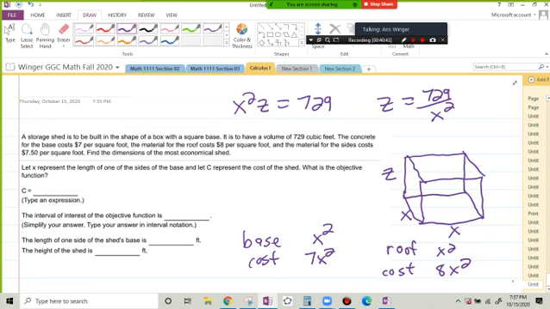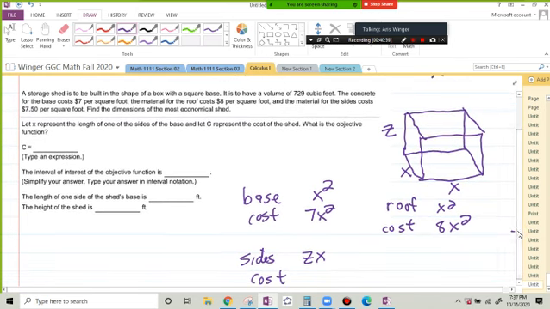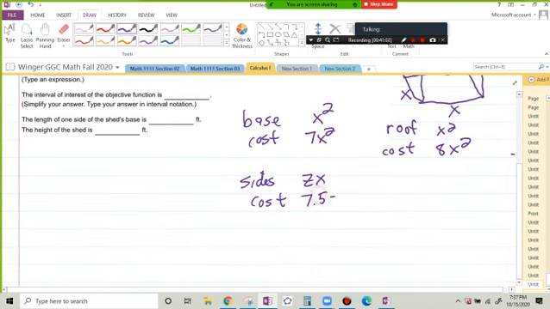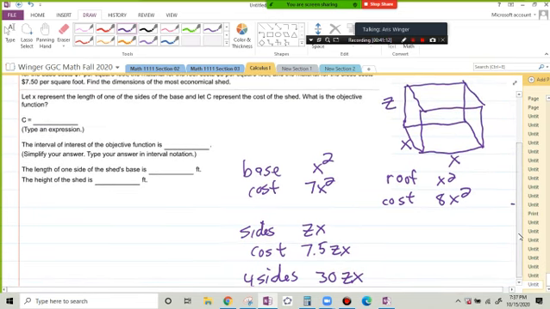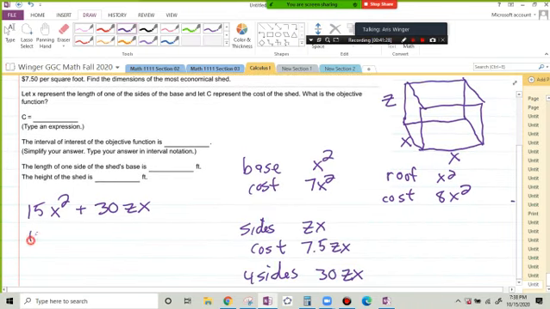The sides are zx, and there are 4 of those. Zx, the cost on the sides is $7.50. 4 sides, $30 for all of that. And we are good. So then we've got 15x squared plus 30 times zx. And of course we know that z is 729 over x squared.